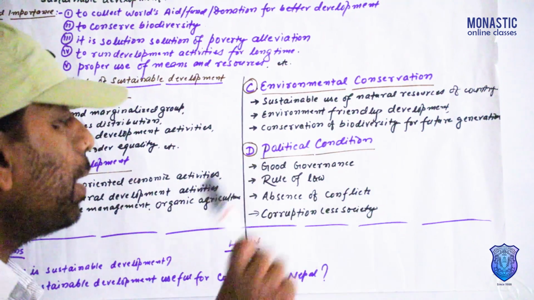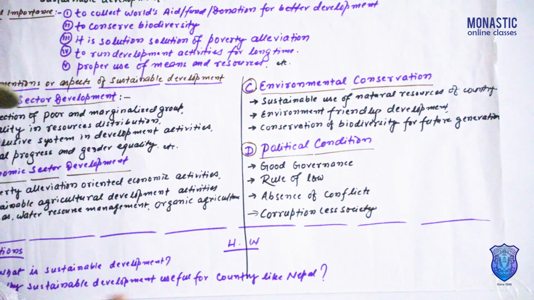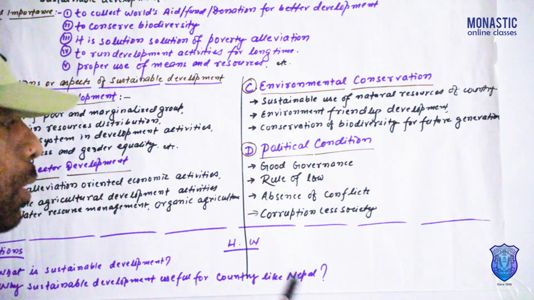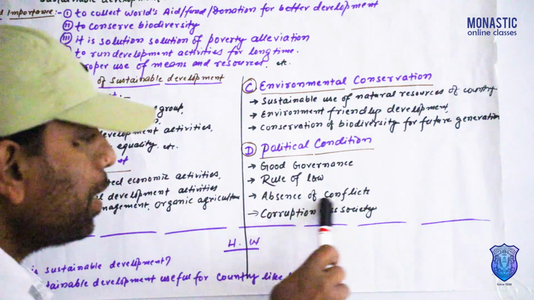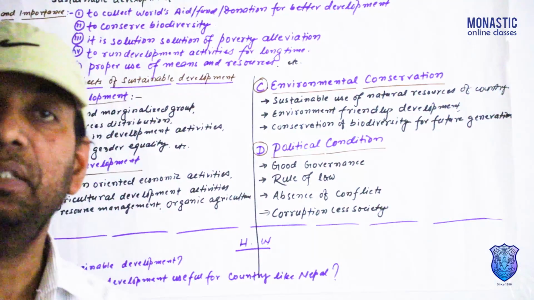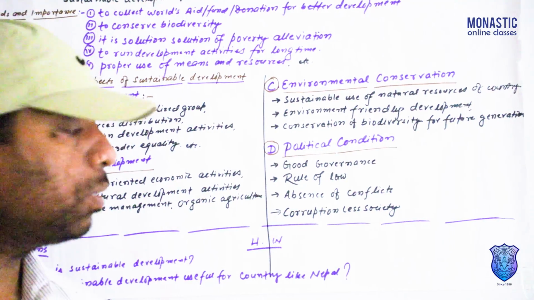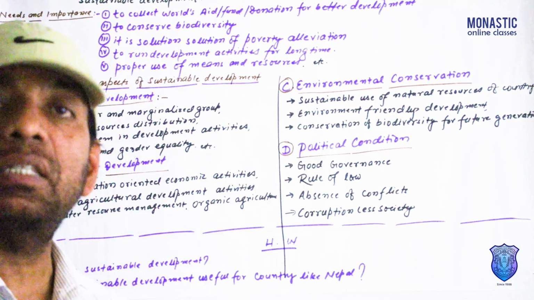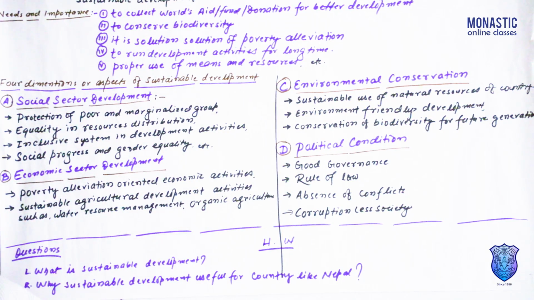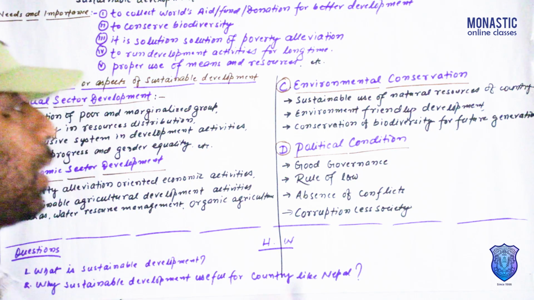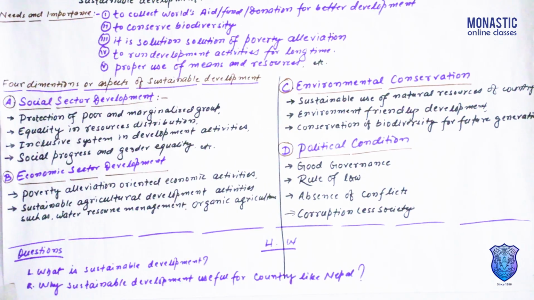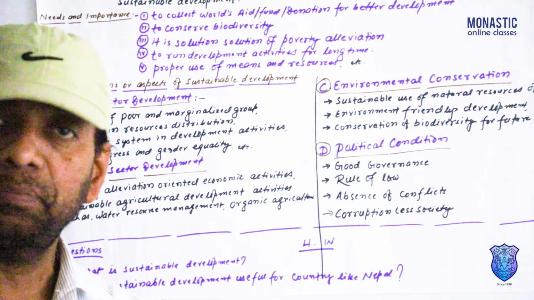Next one is political conditions. Here there will be good governance, rule of law, absence of conflict and corruption. All this work will be carried out in sustainable work. So this sustainable development work is very, very important for the country and for the world today. And all these sectors are mentioned in this sustainable work.